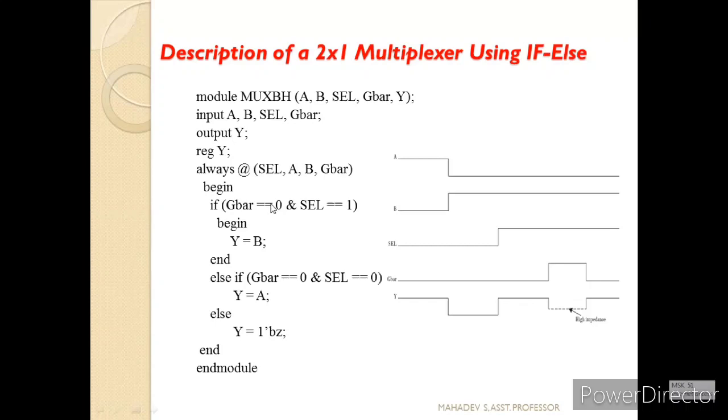When G bar is 0 and select line is 1, we just have to check it out. Initially A is 1, B is 0, select line is 0, G bar is 0. When G bar is 0 and select line is 0, output is A, so whatever A is there, it is passing. Now A has changed, B has also changed, but in this particular state select line has become 1. So output is B. When both are 1, 1, the other condition, it is high impedance. So we got it as high impedance. This is how we are using the always block to write the program with the help of the if else statement.